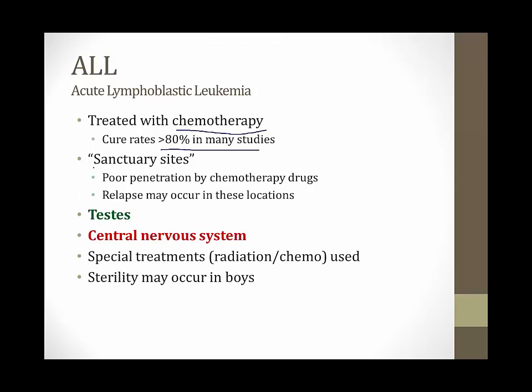There are two so-called sanctuary sites for this disease. These are places in the body that have poor penetration by chemotherapy drugs, and they need to be treated specially because relapse can occur in these locations. And the two sanctuary sites for ALL are the testes and the central nervous system. Special treatments like dedicated radiation or chemotherapy for these areas are often used, and this is a problem especially for boys. When the testes are treated, they sometimes become sterile later in life.